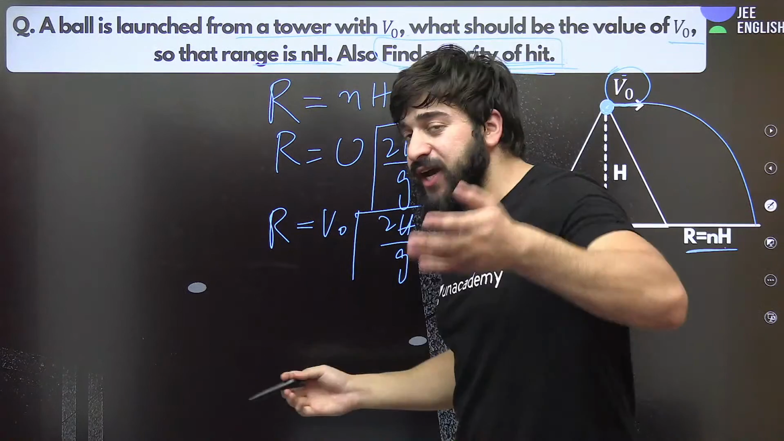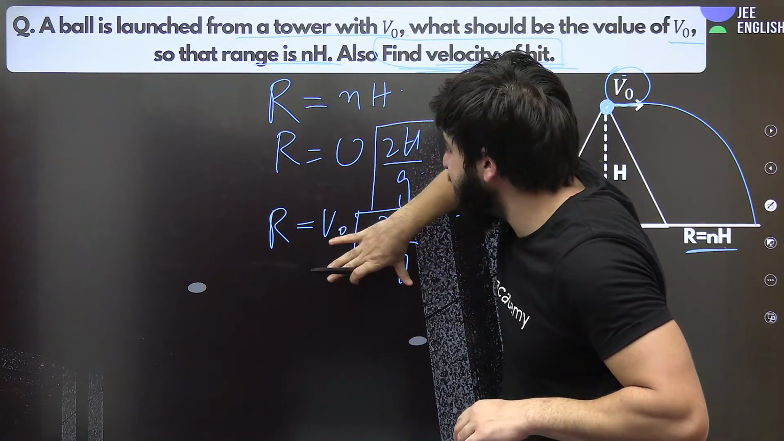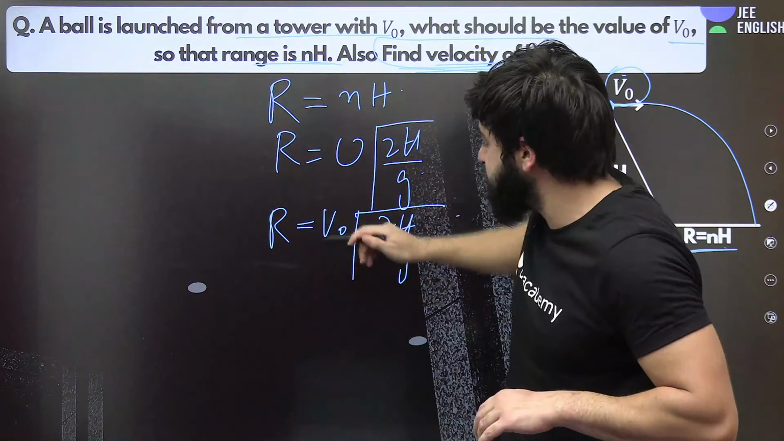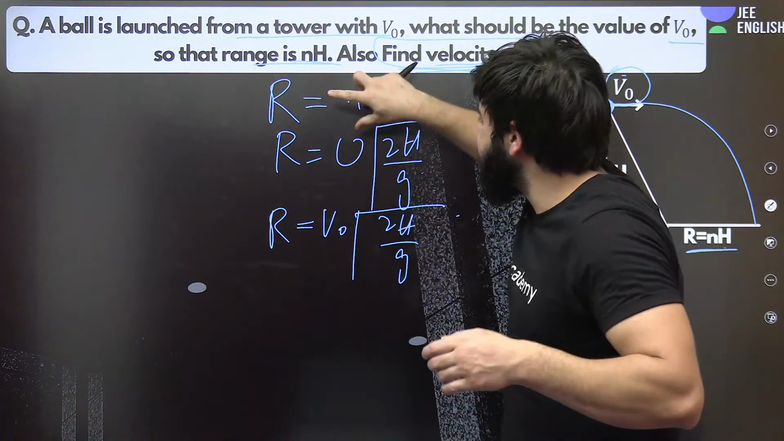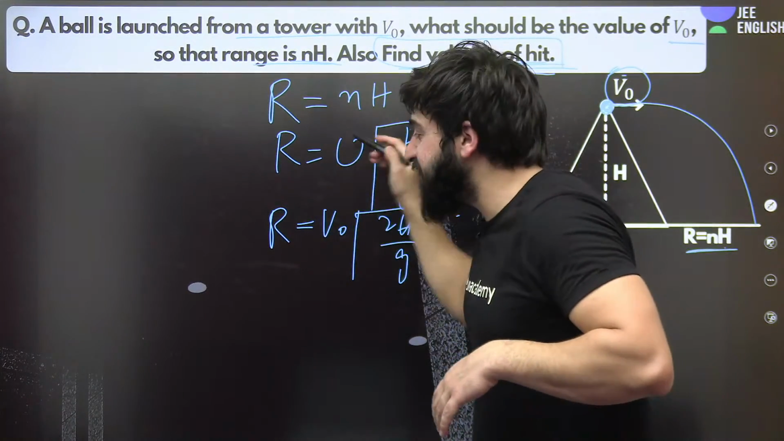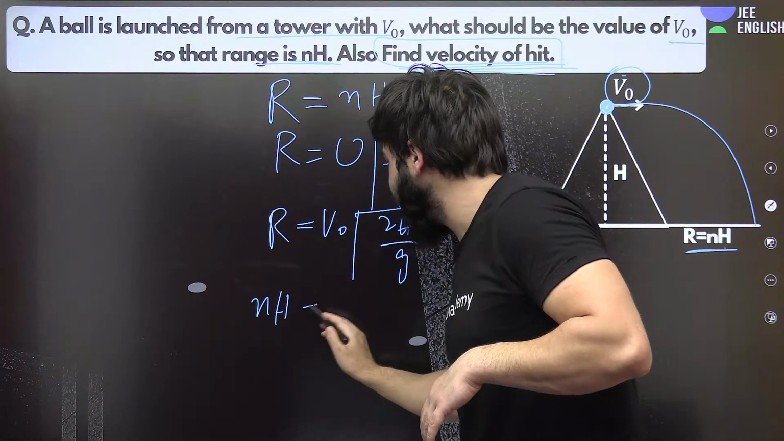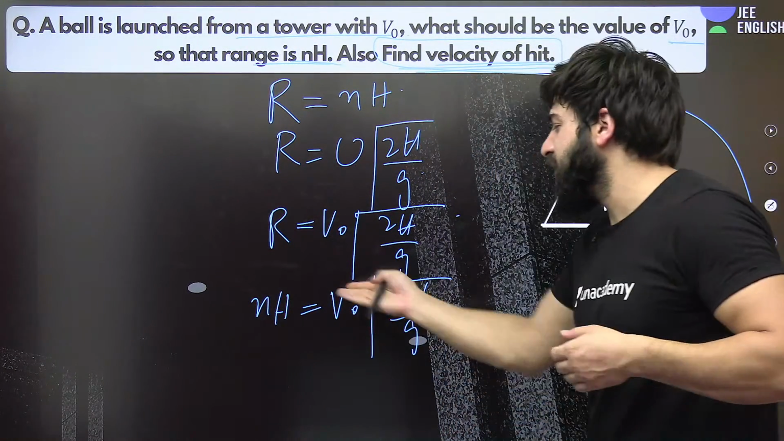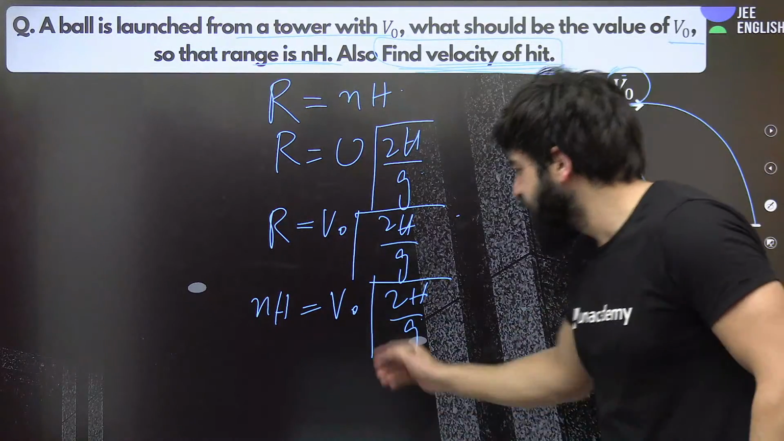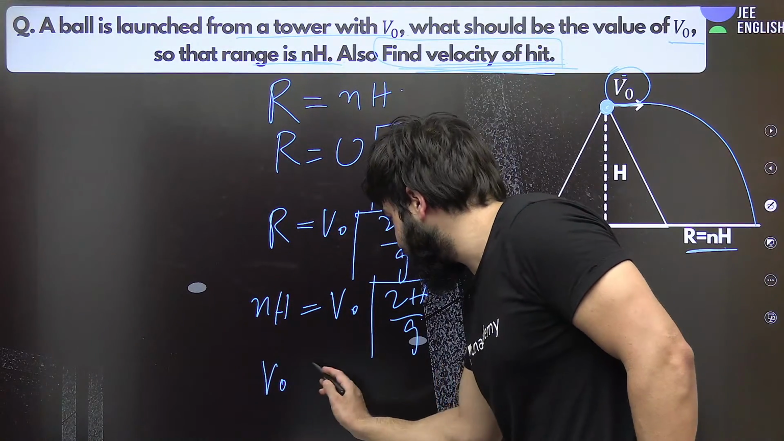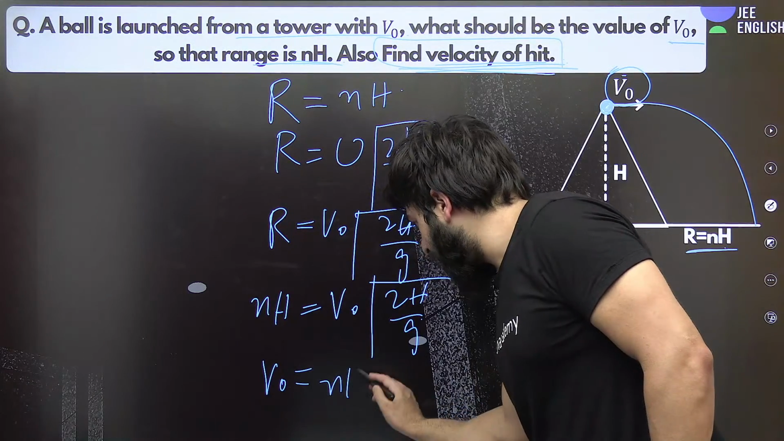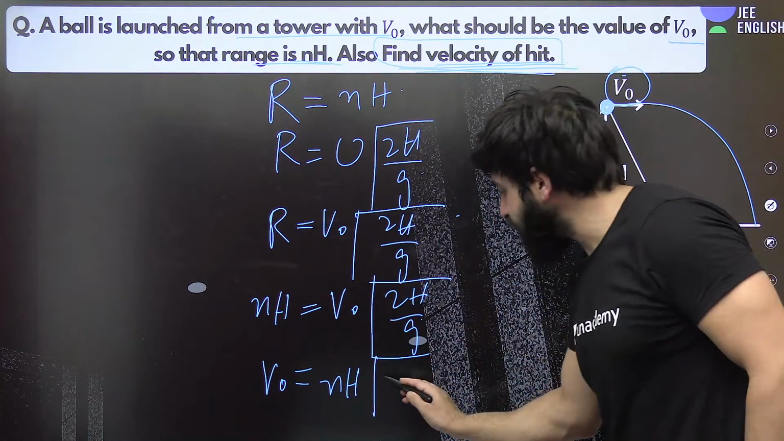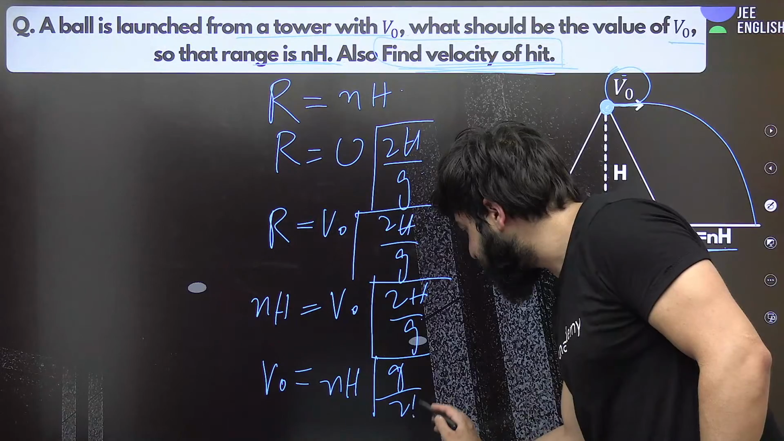Now the range according to this formula and the range according to the question, we can equate both of these. So definitely nh is equal to v naught root of 2h by g. Now find the value of this v naught. We got the answer: v naught is nothing but nh over root of 2h by g, that is, nh times root of g by 2h exactly.